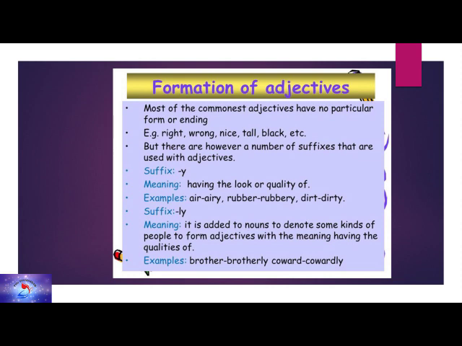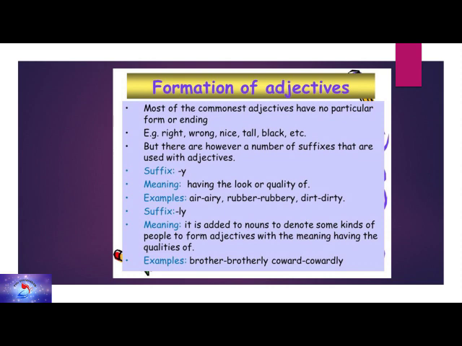So now the formation of adjectives. Most of the commonest adjectives have no particular form or ending, but there are, however, a number of suffixes that are used with adjectives. Always, in almost all cases, we use adjectives with a suffix. So the usage of y and ly, meaning having the look or quality.